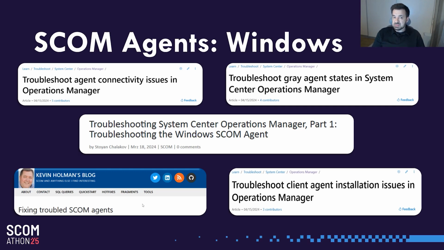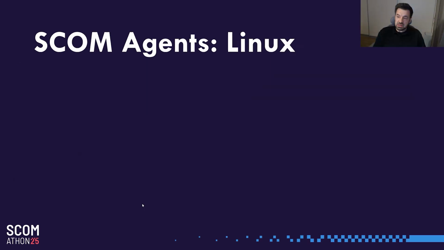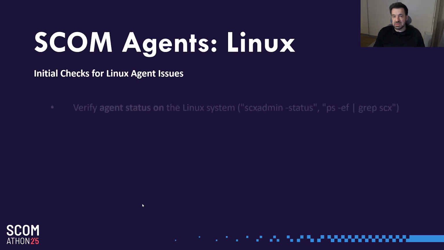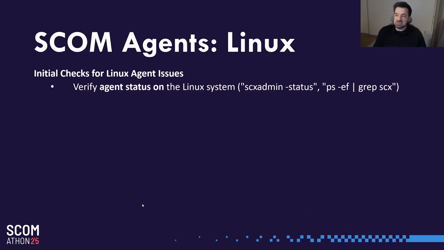So, moving next to the SCOM Linux agent. What is important when doing troubleshooting of Linux agents in SCOM? The first thing that needs to be checked is the agent status on the targeted system. You can do this using different commands, which you see on the screen.